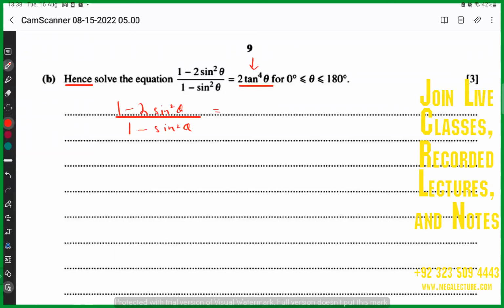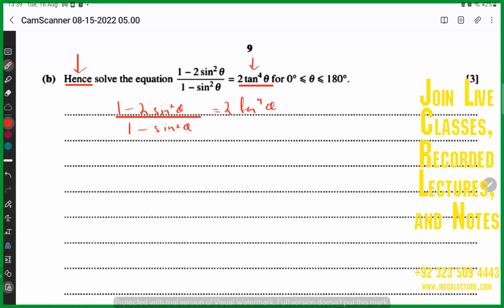And what made me do this? This hence made me do this. It says hence. So hence means that you need to use something in the previous part, and the only information in the previous part was this, that instead of writing down 2 tan 4, I can write it down as 1 minus... 1 second. Let me write this part down first. So this is basically 2 tan power 4 theta. Okay, this is the question, right?